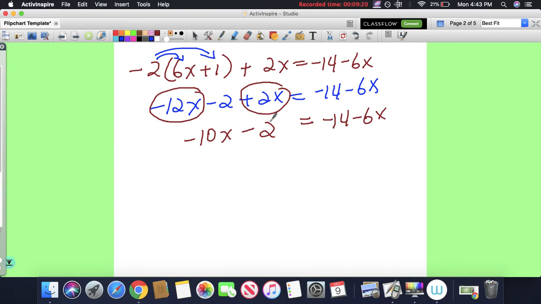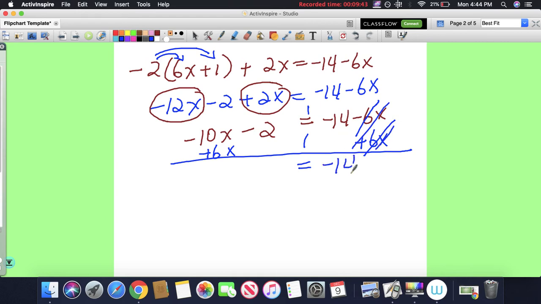Pick one. So, let's pick the 6x. So let's get rid of the 6x over here. To get rid of 6x, I'm going to do plus 6x, right? Because it's the opposite. Minus 6x and plus 6x will give us 0, and that will get rid of that. So if I do plus 6x here, I'm going to do plus 6x over here.